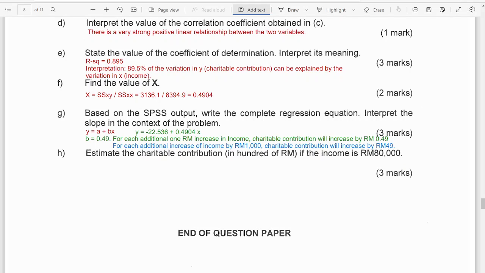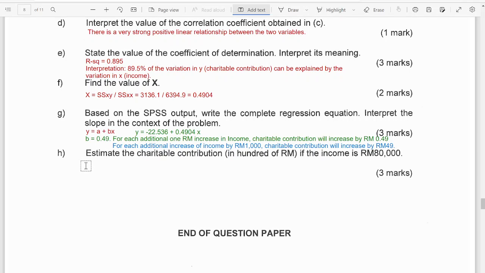Okay, so that is for the second last question. And then the last question asks you to estimate the charitable contribution in 100 of RM if the income is RM 80,000. So in this situation, we want to estimate the value of Y given that the value of X is this much. But you have to be very careful because the original data is using the simplified form of data. But in this case, they give you in the form of the actual values, right?